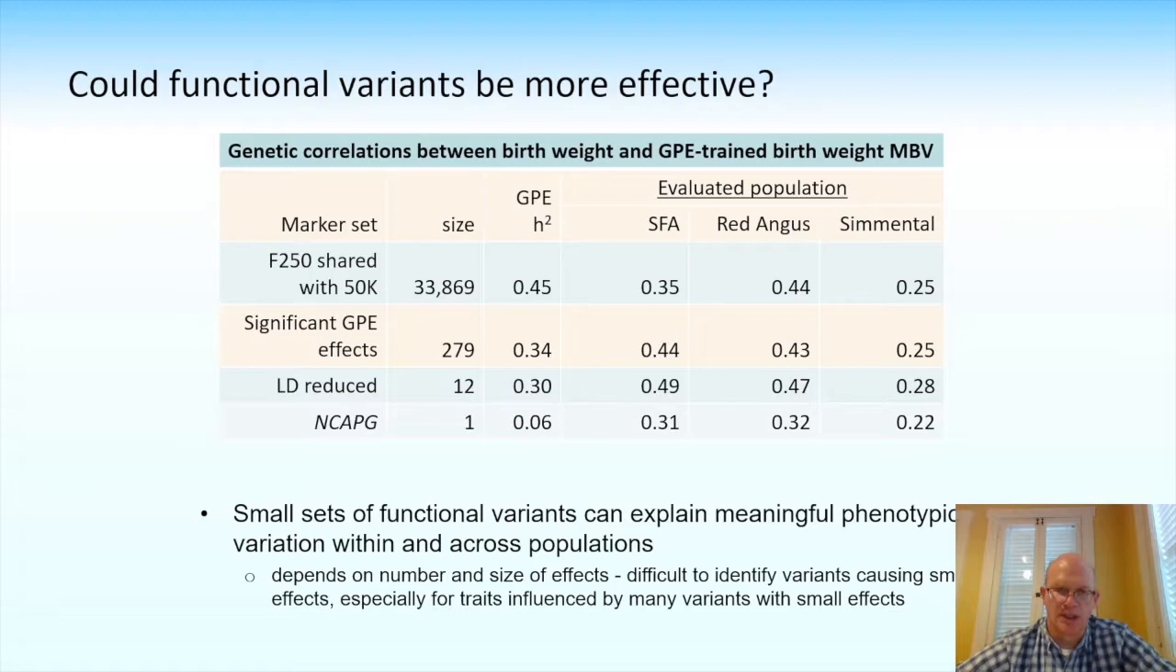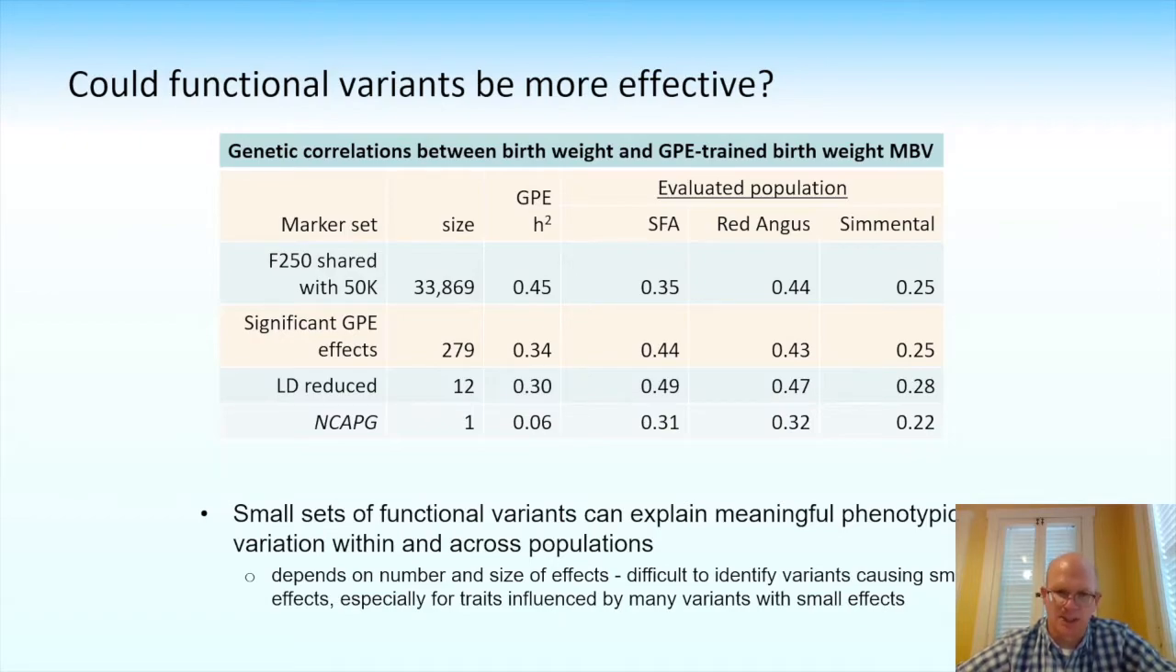And even more interesting with this trait, birth weight, when we used 12 of the highest effects functional variants that were also selected for having low LD with other functional variants that were significant, so actually representing unique signals, we did just as well in terms of accuracy being transferable across the population. Indeed, one marker alone actually explained a huge amount of variance, and that's a known growth marker in CAPG that's on chromosome 6, I believe. So small sets of functional variants can really explain meaningful phenotypic variation within and across populations.